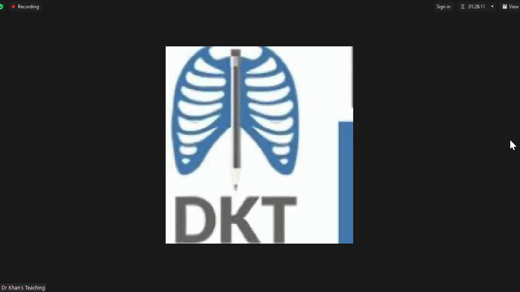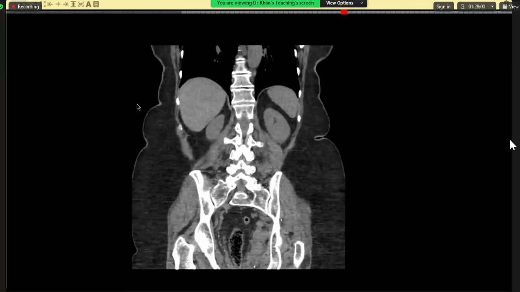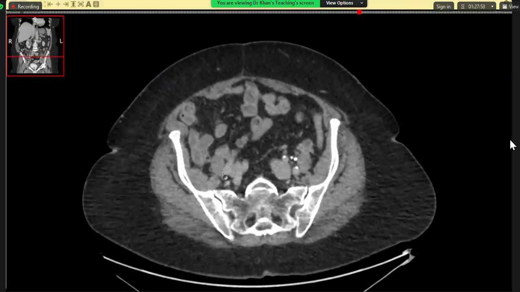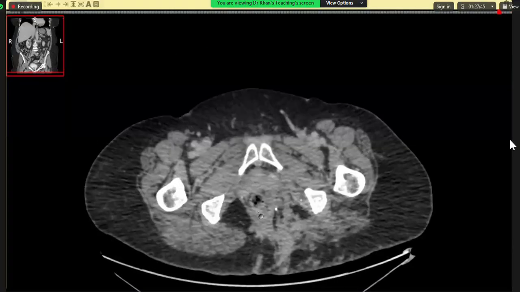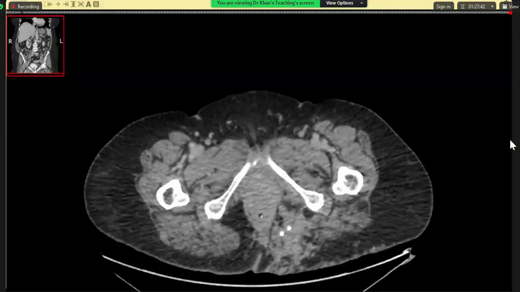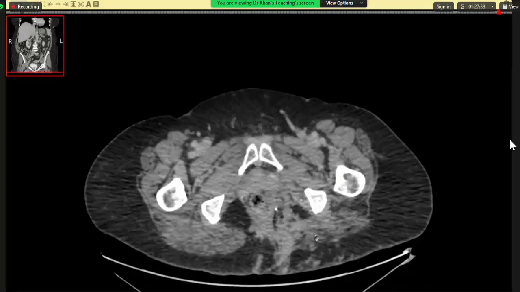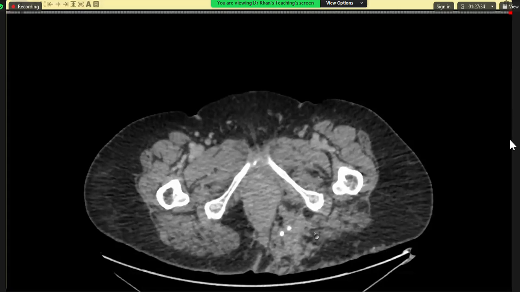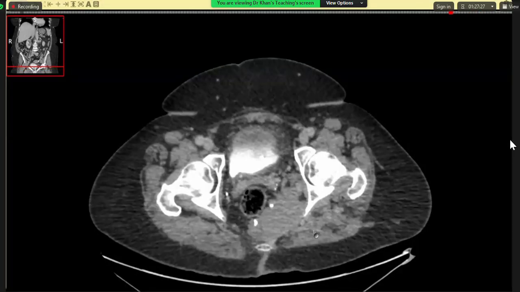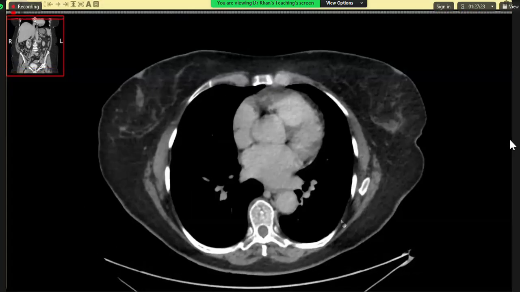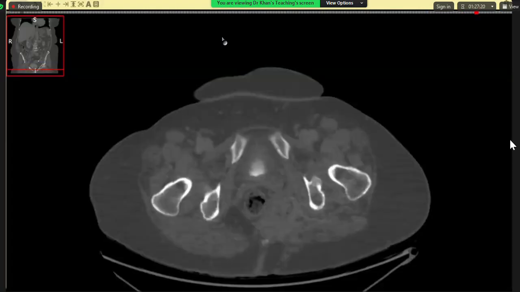Let me go through the case. In this case, on axial, we can see this mass with phleboliths. The only thing is, candidate two, I think you did not go to the last few slices, and so you would have been more confident that it is going into the thigh. Otherwise, you picked up everything, and you did ask for a bone window, which would have increased your confidence that these are phleboliths, but overall you did well.